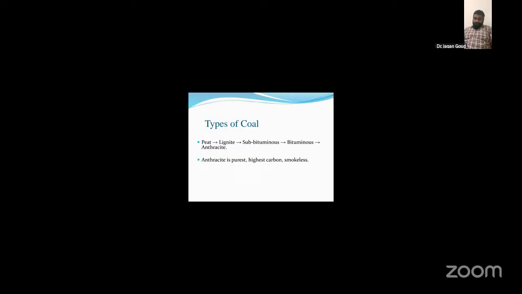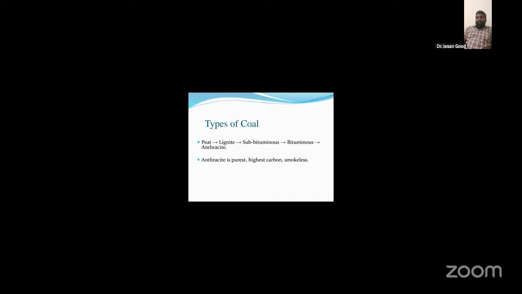Okay, coal is classified based on its carbon content, calorific value, and degree of coalification. Coalification means the transformation from plant material into coal. The coalification sequence is: first peat to lignite, lignite to subbituminous, subbituminous to bituminous, and bituminous to anthracite. The sequence represents the increasing order of carbon content and energy value.